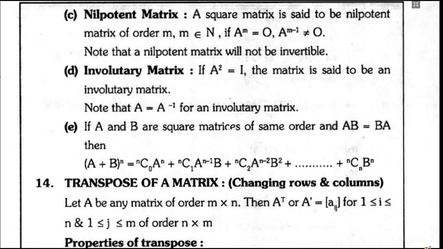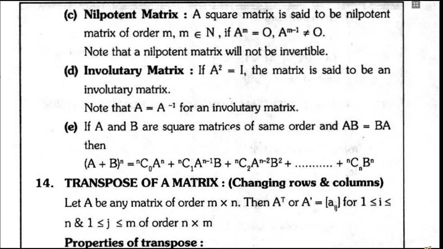Nilpotent matrix. A square matrix, because it's a square matrix, so both the number of rows and number of columns are equal, is said to be a nilpotent matrix of order m, m belongs to natural numbers, if A to the power m equals O, the zero matrix, and A to the power m minus 1 is not the zero matrix. Note that a nilpotent matrix will not be invertible.